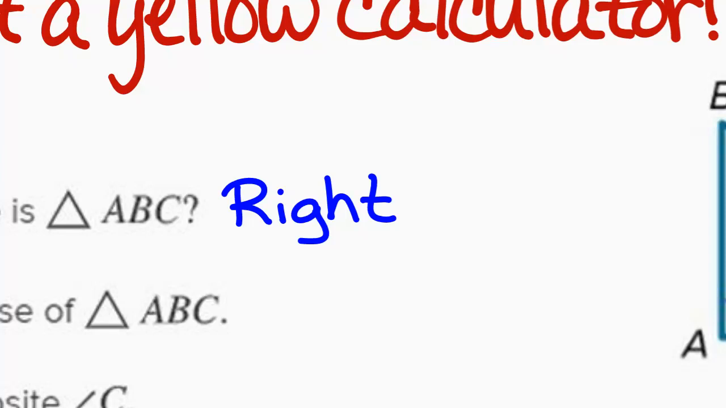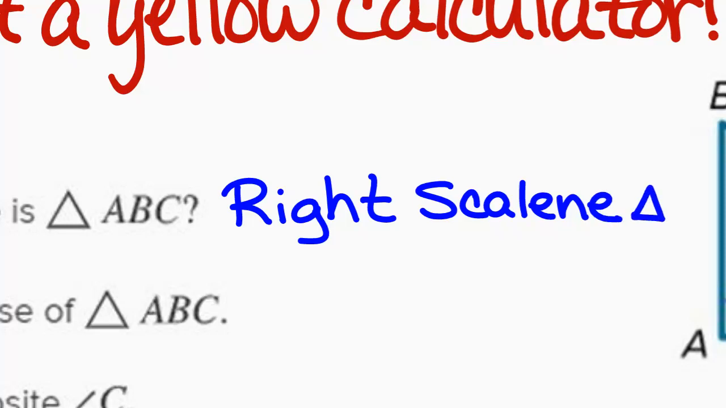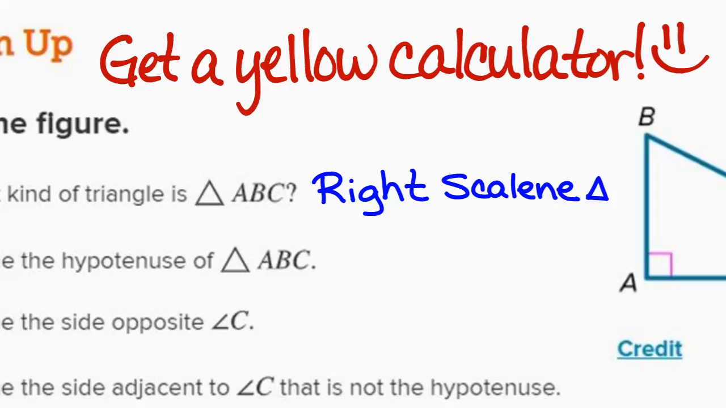Isosceles. Do we have two sides that are the same size in the picture? Scalene. There we go. So this is a right scalene triangle. Oh, I forgot an E on there. There we go. Right scalene triangle. Isosceles triangles have two congruent sides. Equilateral triangles have three congruent sides, but scalene triangles have no congruent sides. All three are different lengths.